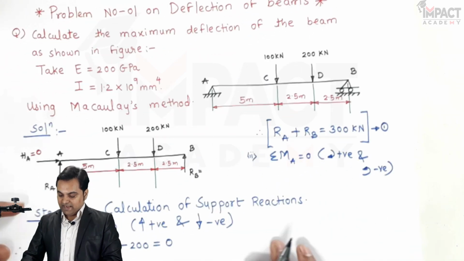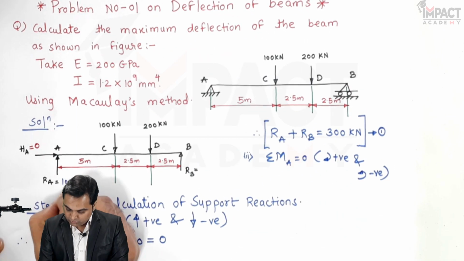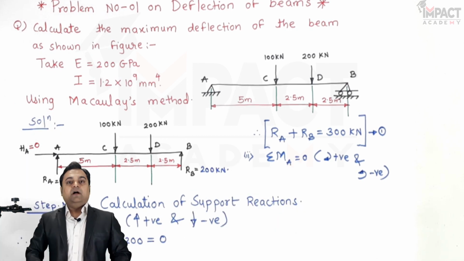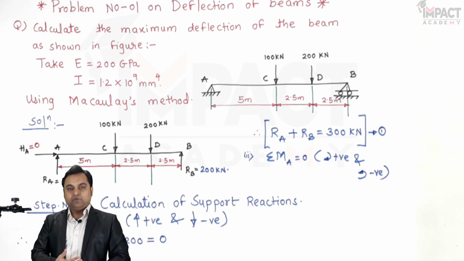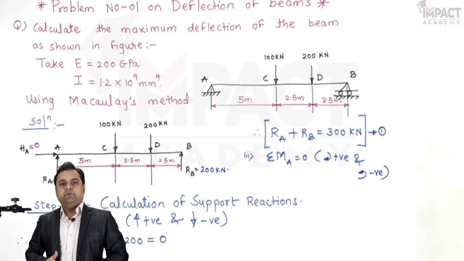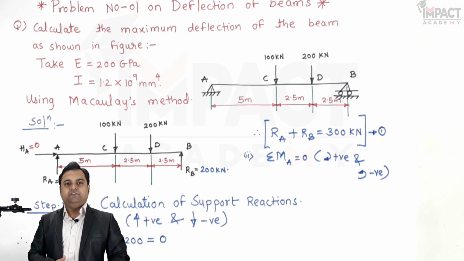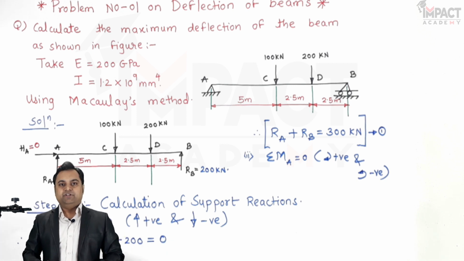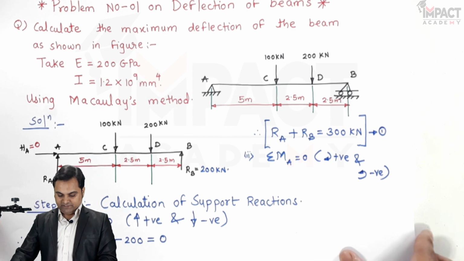I'll just write the reactions onto this beam. Next, after getting the reactions, step number 1 has been completed. In step number 2, I am going to start the Macaulay's method, and in that Macaulay's method, we are going to start with the help of a differential equation. So step number 2.